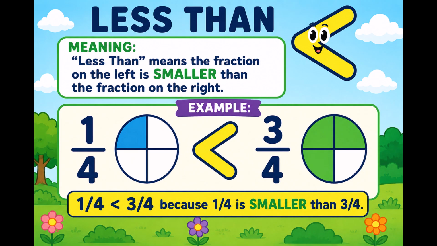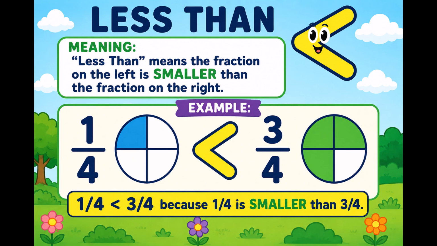Look at the example. 1/4 has 1 out of 4 parts shaded. 3/4 has 3 out of 4 parts shaded. Since 1/4 has fewer shaded parts than 3/4, we write 1/4 is less than 3/4. That shark is running away from 1/4 because it's too small and running towards 3/4 with his mouth wide open. He wants the big one, okay?